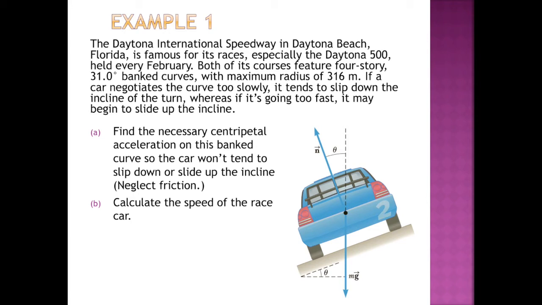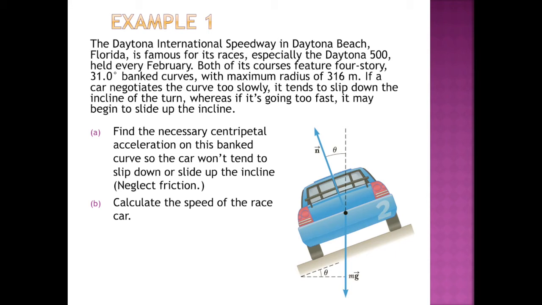And we have here this Daytona International Speedway in Daytona Beach. We have this car here, and it's a 31-degree banked corner, and we have its maximum radius of 316 meters. And what we're trying to find out is the centripetal acceleration so that the banked car won't slip up or down the incline.